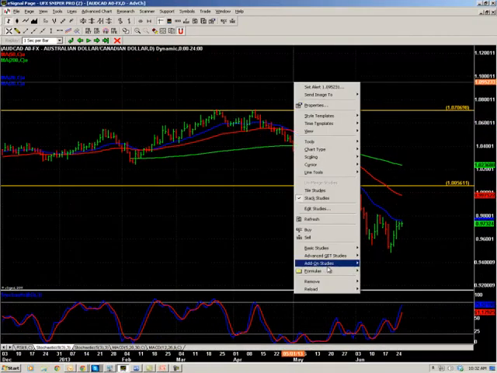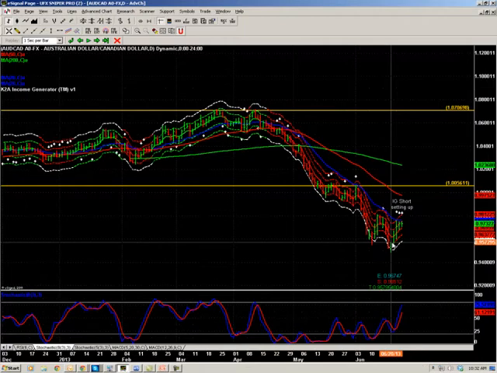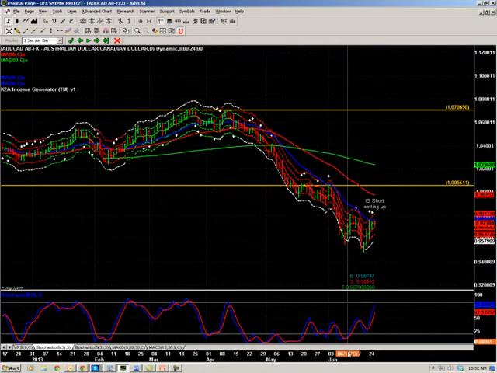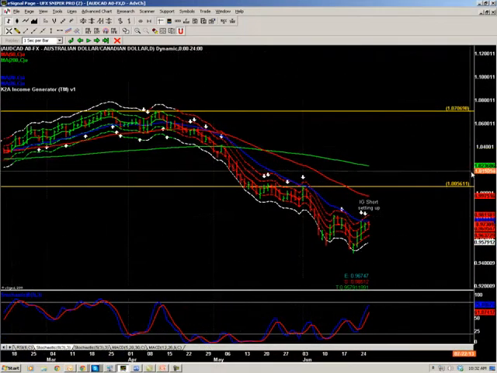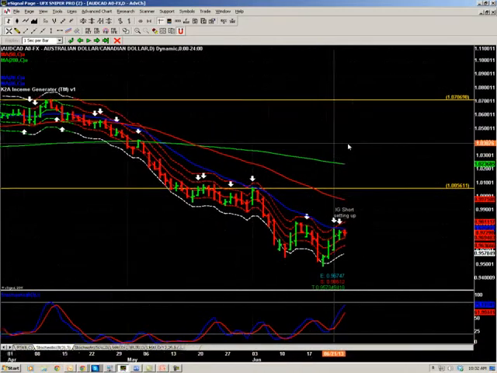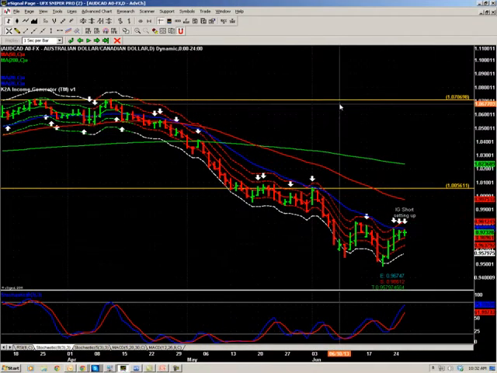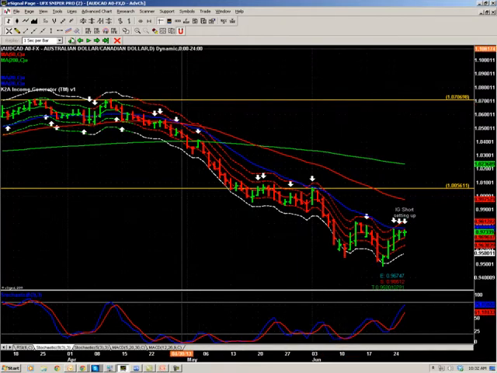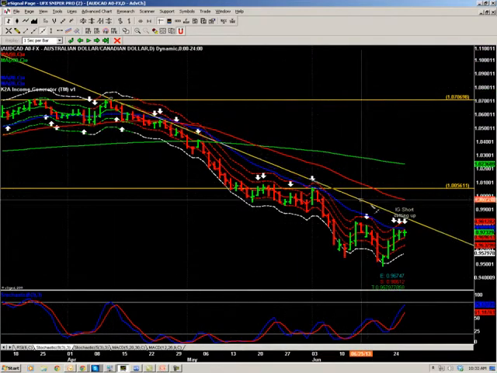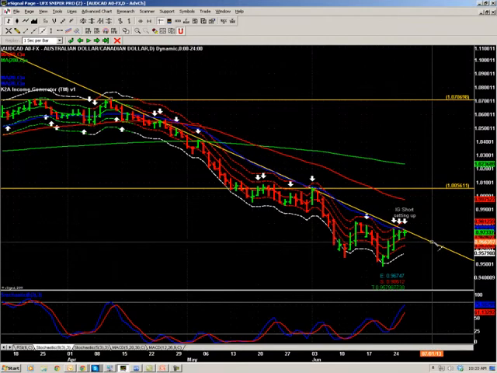Have a look. There we go. Pretty expected. We've got the Aussie Canadian that gave an inside bar, and now it's giving a nice downward trend there. Pretty clear downward trend there, spot on.